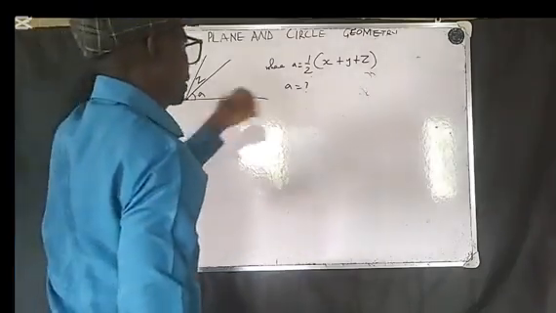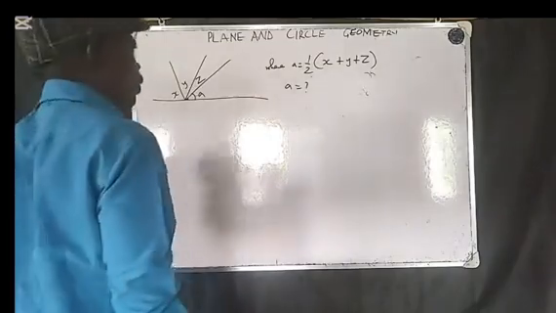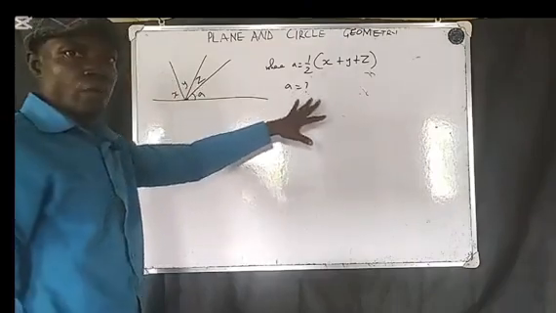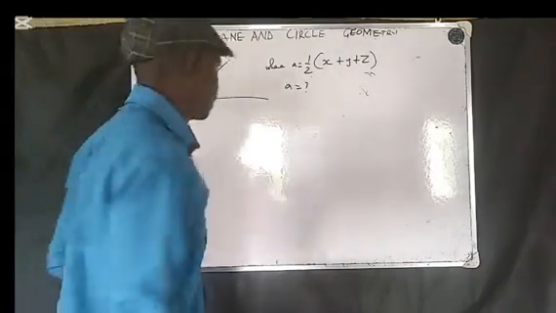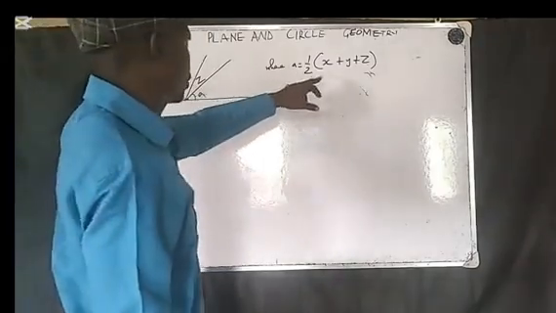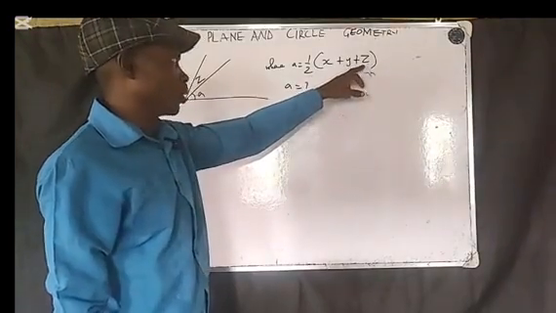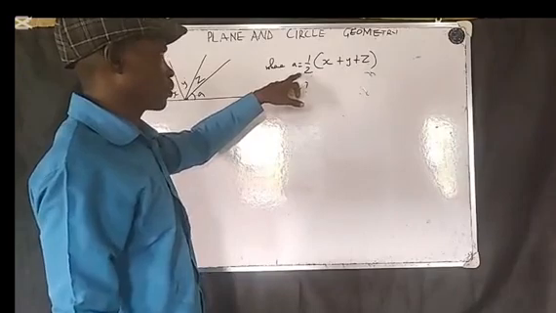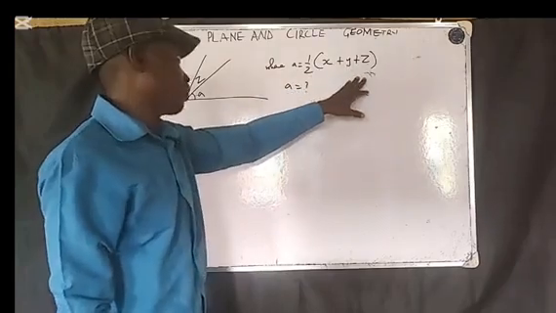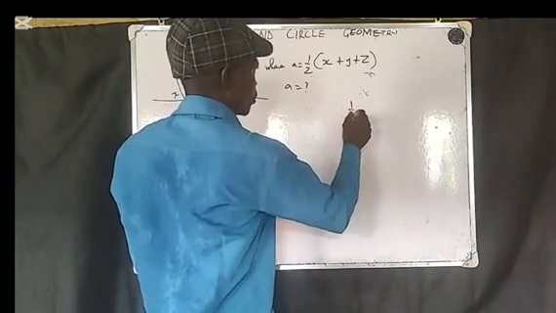What is the value of A? The question we are going to look for here is the value of A. Now, we have been told that A is equal to X plus Y plus Z, divided by 2. Multiplied by 1 over 2 is the same as divide by 2.